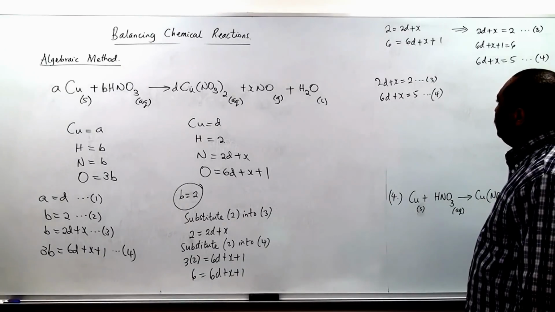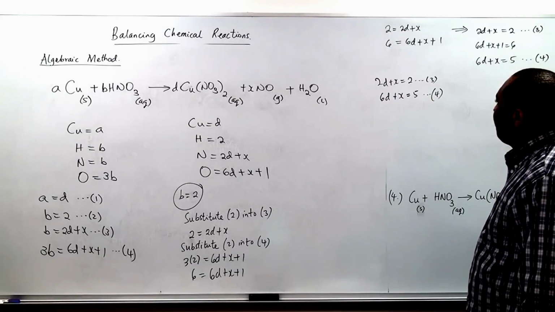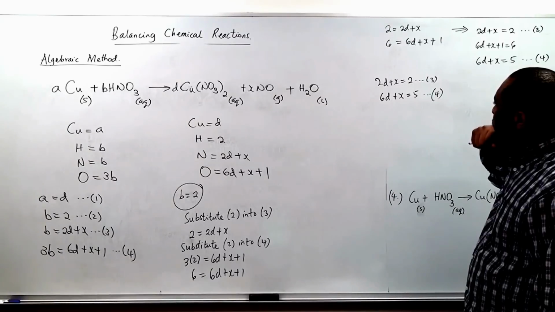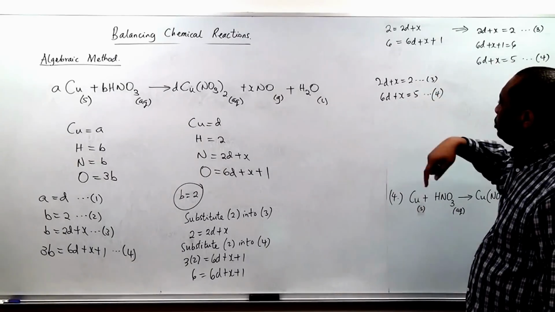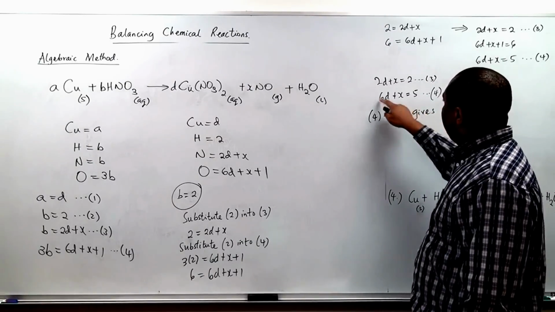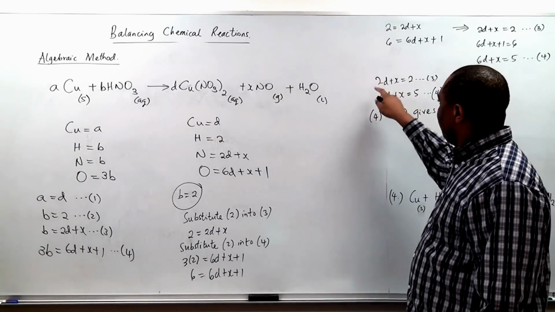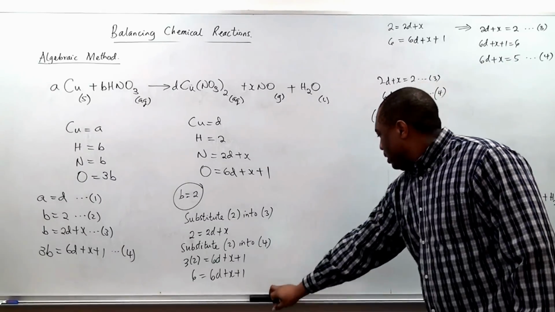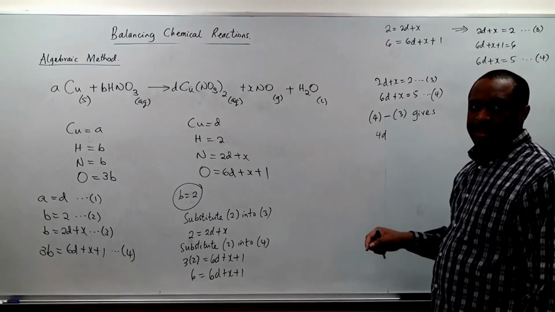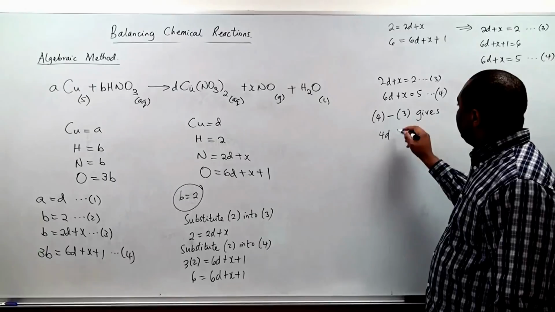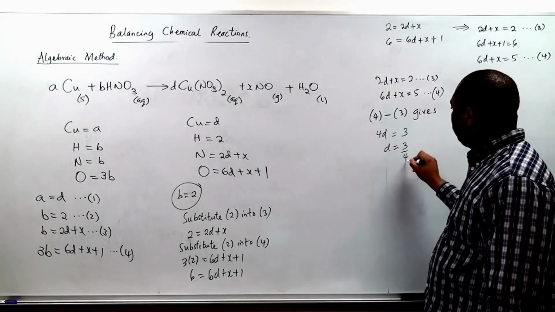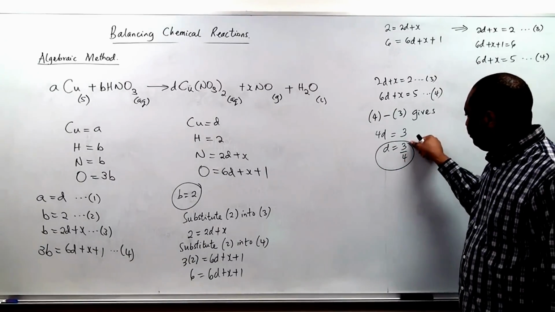Okay? So we can go ahead and get, let's subtract equation 4 minus equation 3. Equation 4 minus equation 3 gives what? 6D minus 2D, because this is X, this is X. 6D minus 2D is 4D. Then X minus X is 0. And then 5 minus 2 is 3. So D will be 3 over 4. D is 3 over 4.